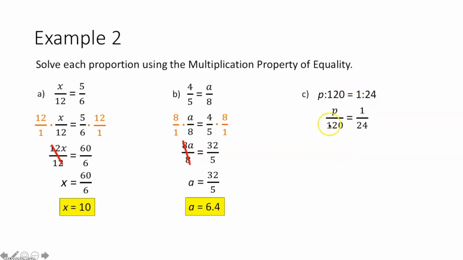So step 1, simplify. Can we do that? No. Step 2, variable on the left. Done. Step 3, constants need to go to the right. So this 120 has to go over here. Since we're dividing by 120, to move it, I have to do the opposite, the inverse. I multiply both sides by 120. Remember, 120 is the same as 120 over 1.